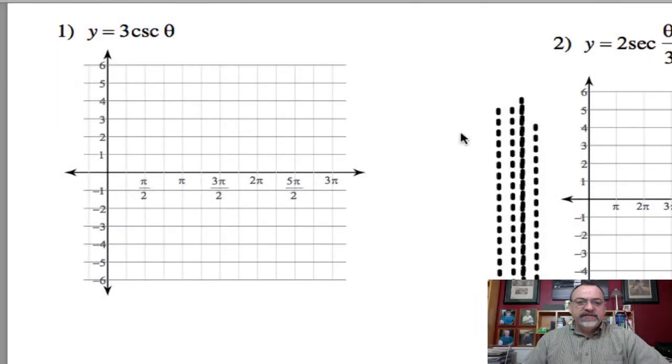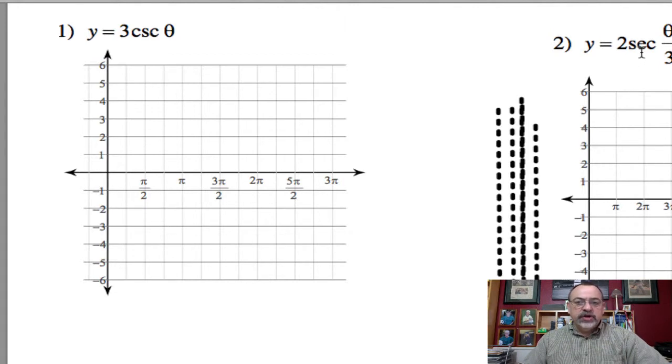Pre-calculus, Chapter 4, Lesson 5. I wanted to do 3 examples of graphing these reciprocal functions and give you a little tip on how you might be able to do these quickly and easily by using the knowledge that we have about reciprocals, or the fact that these are reciprocals of the sine and the cosine. We know that the cosecant is the reciprocal of the sine, so wherever the sine has a value of 0, we're going to have our asymptotes.